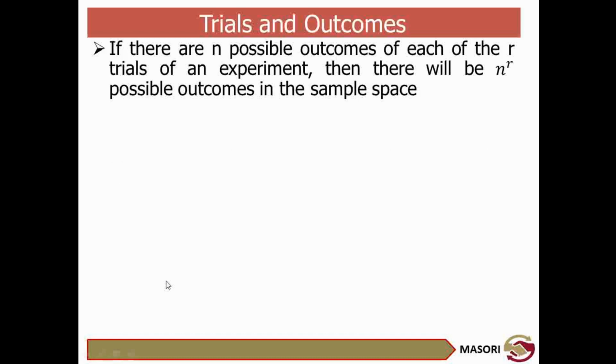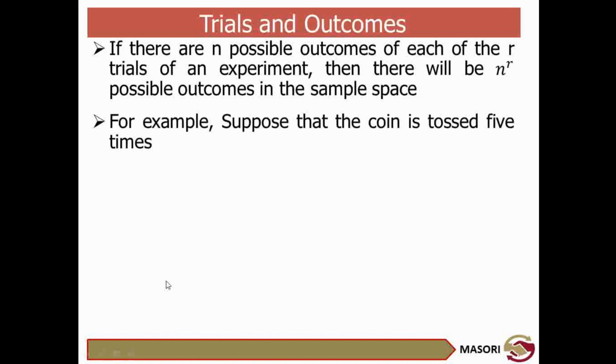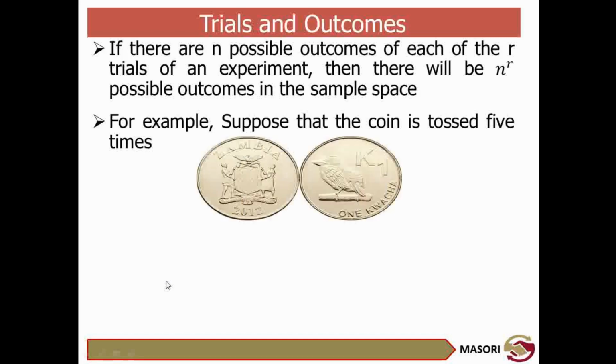For example, in this video, I have used an example of tossing a coin. Suppose that the coin is tossed 5 times. Now, we know that a coin has two outcomes. One is the head and the other one is the tail. In this video, I've used the Zambian coin for 1 kwacha to show how a coin will look like. If you look at this coin, we see that there is one outcome where we have the coat of arms and the other outcome where we have the bird.